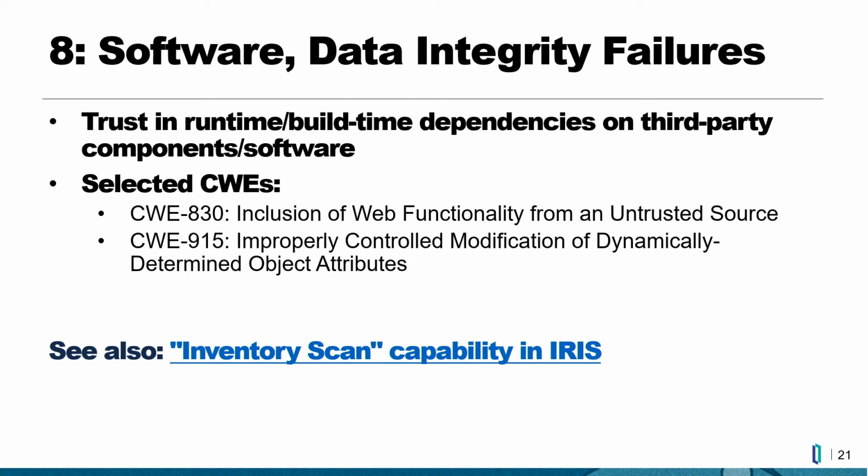And then the second one, CWE-915, improperly controlled modification of dynamically determined object attributes. That was long.